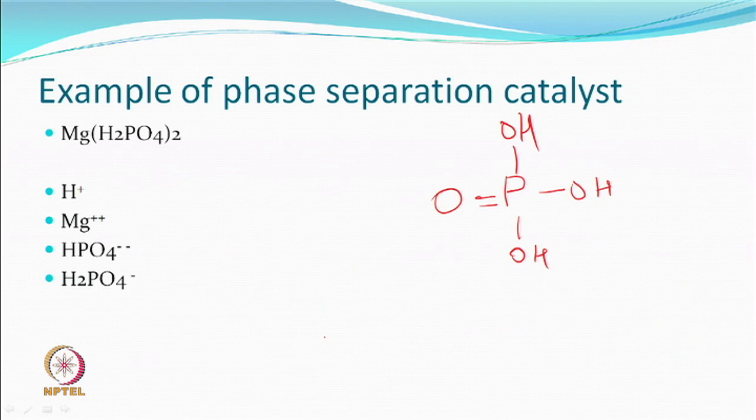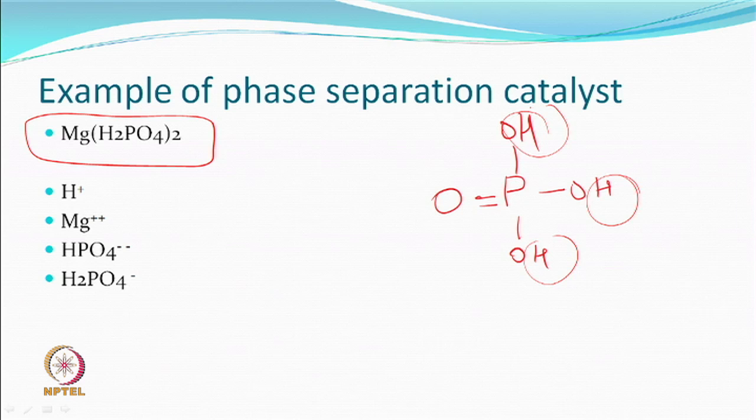One of the examples of phase separation catalyst is hydrogen phosphates. So, magnesium hydrogen phosphate, aluminum hydrogen phosphate, they are called the phase separation catalyst. It's because of the phosphoric acid being such a nice acid that hydrogen can come from here, can come from here, can come from here as far as the phosphoric acid is concerned. But when you react with, let us say, magnesium, ammonium and so on and so forth, these activities are subdued. So, if you have a magnesium dihydrogen phosphate, which is an example given.